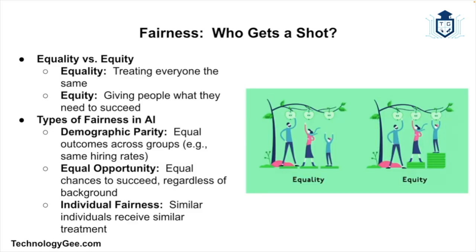So here are a few ways researchers define fairness. We have demographic parity. This is ensuring equal outcomes across groups, such as hiring rates for men and women. Then there's equal opportunity.